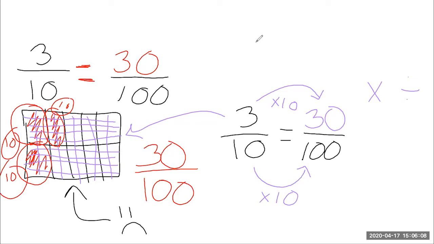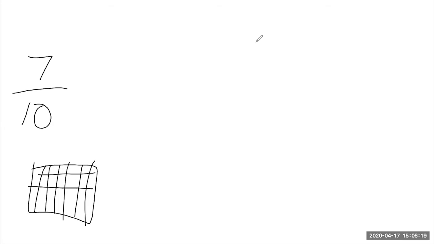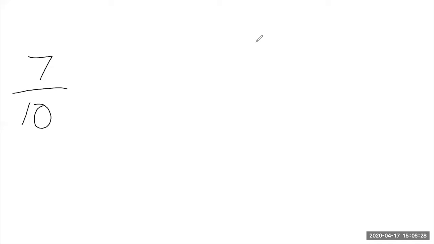So let's try another one. Let's say that I had 7 tenths, and I do not feel like drawing a really super complicated model with 100 parts on it and shading all that in, because, I mean, you could, but that would take a really, really long time. So I don't want to do that. I want to use my shortcuts of multiplication and division and just come up with what would be the equivalent fraction.